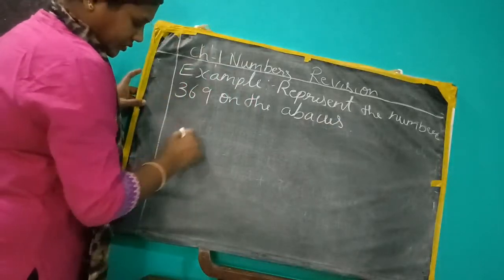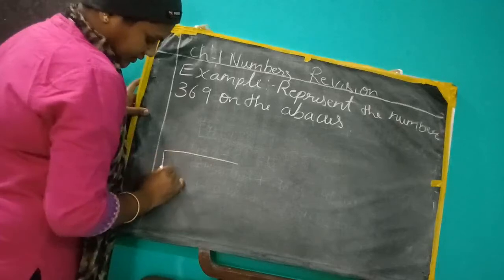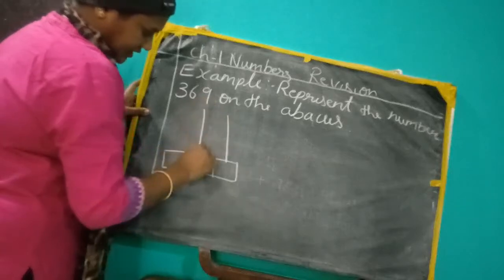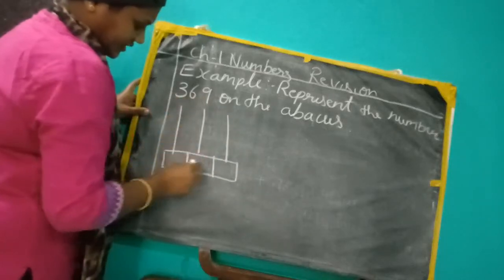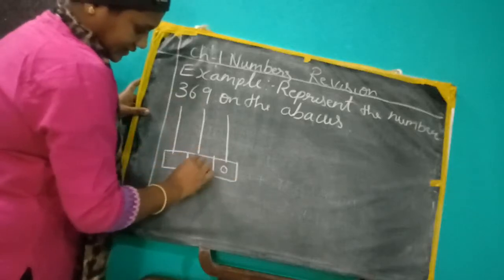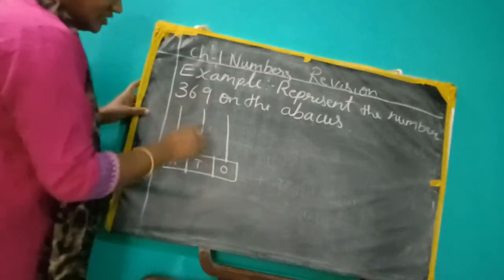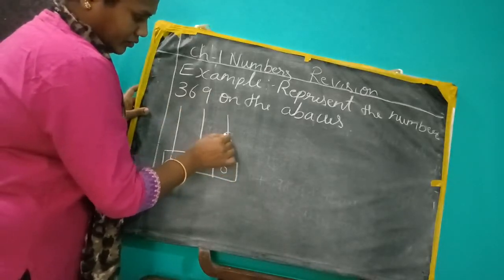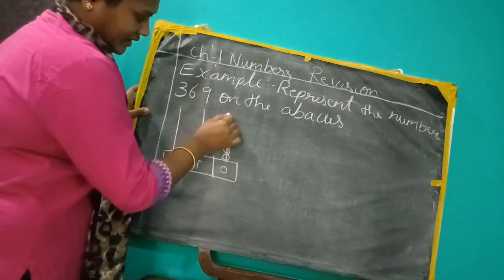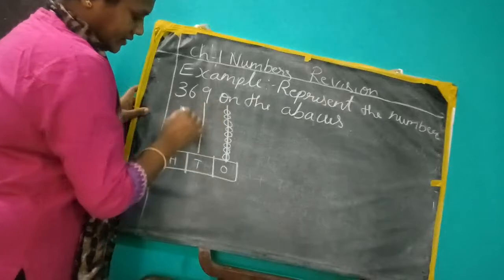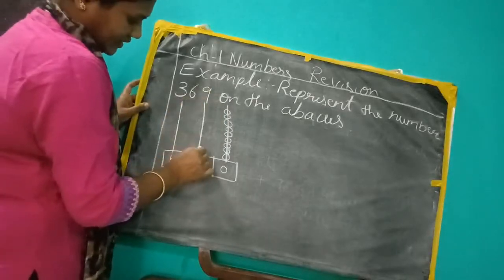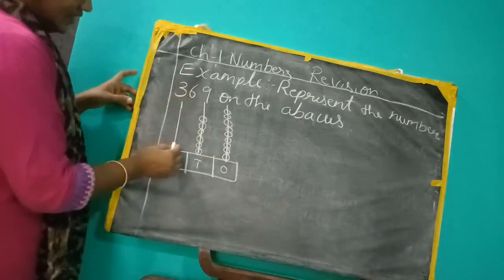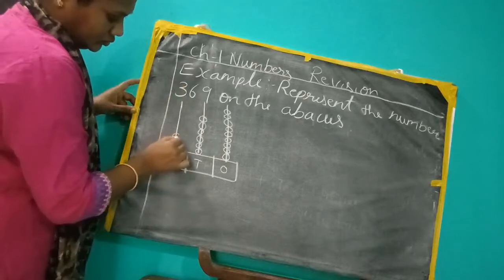What will you do? You should first draw the abacus. See, here 3 digits are there. That's why you should draw 3 rods: ones, tens, hundreds. In the ones place, which number is here? 9. You should draw 9 beads: 1, 2, 3, 4, 5, 6, 7, 8, 9. Tens place 6: 1, 2, 3, 4, 5, 6. Hundreds place 3: 1, 2, 3.